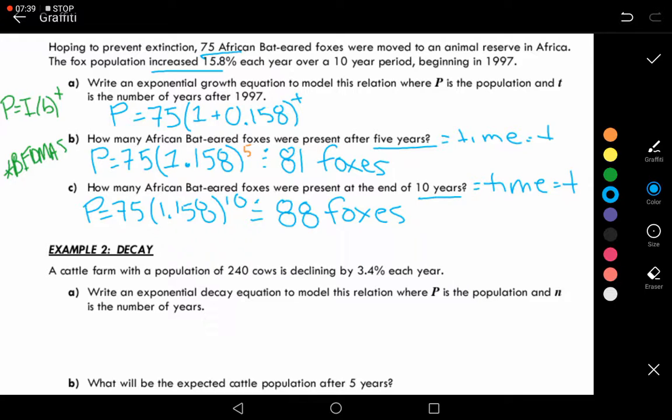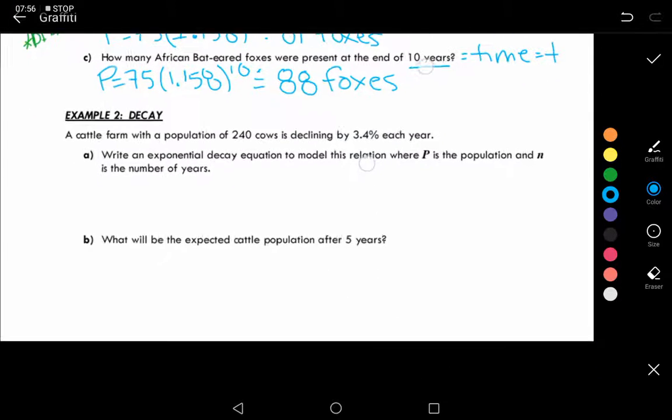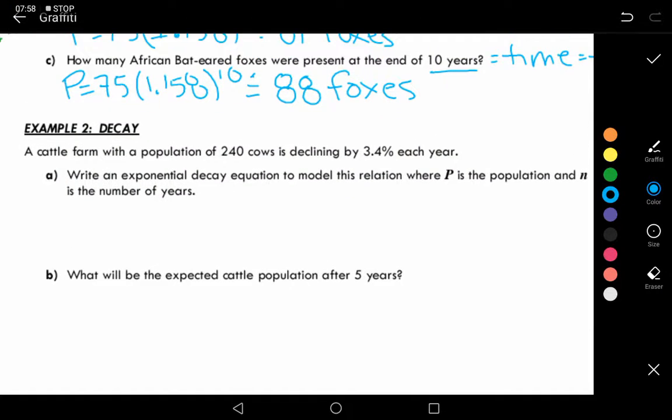So you can see that we're steadily increasing, right? We started with 75. After 5 years, we have 81. After 10 years, we have 88. And we know that because we know how they're growing each year. They're increasing by 15.8% each year. Okay, so let's look at an example of decay.